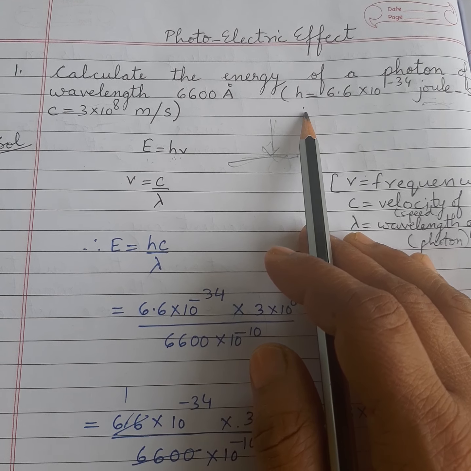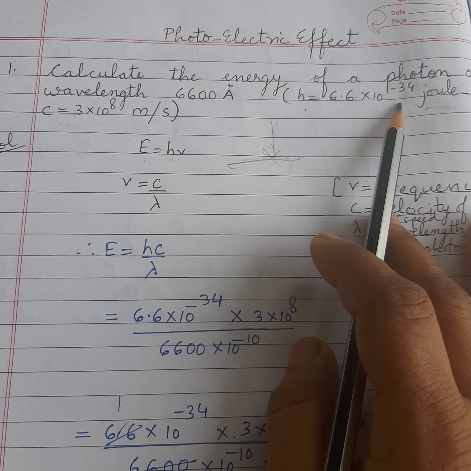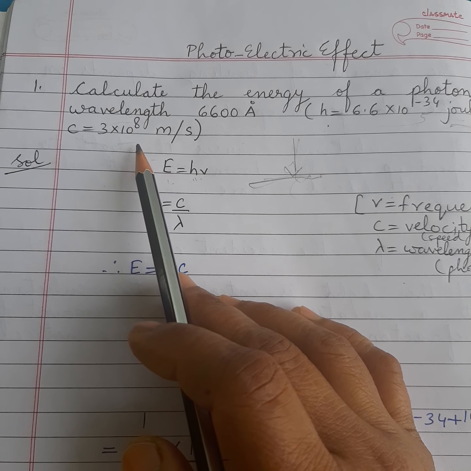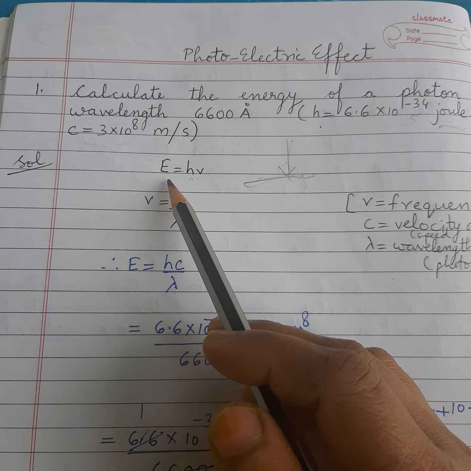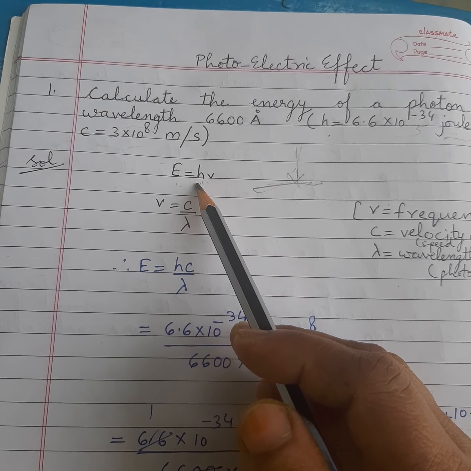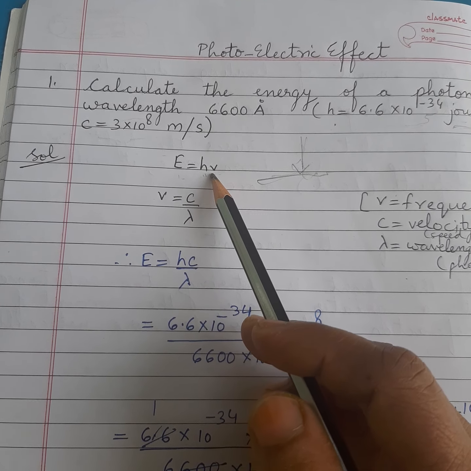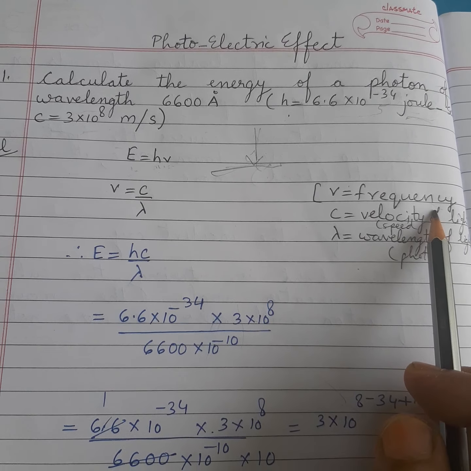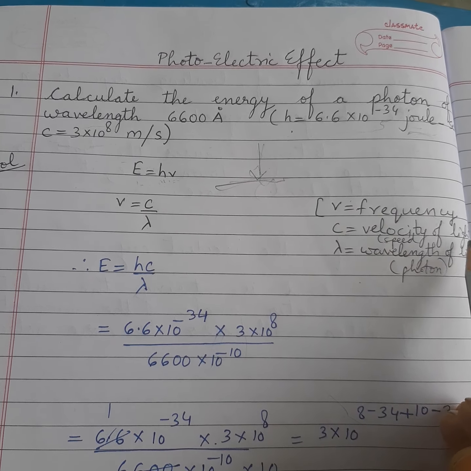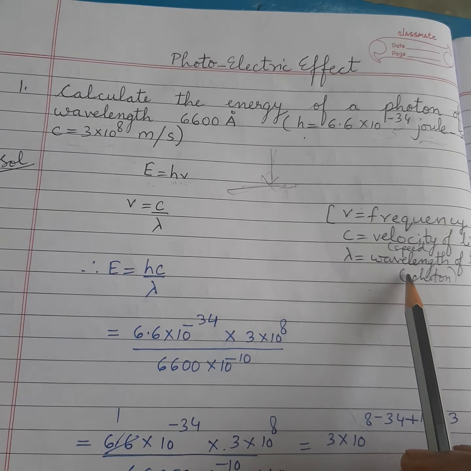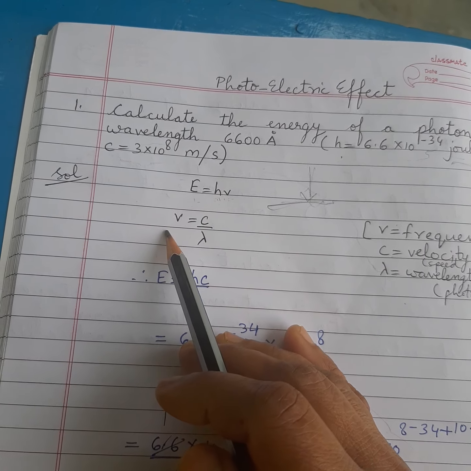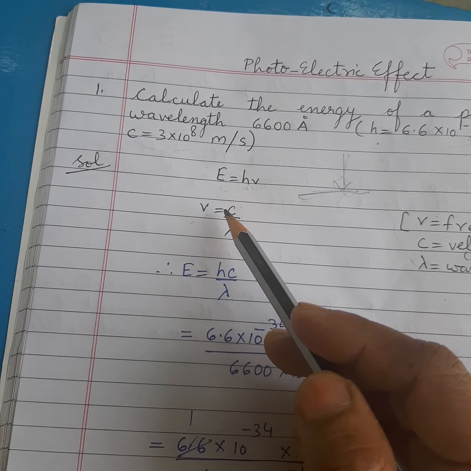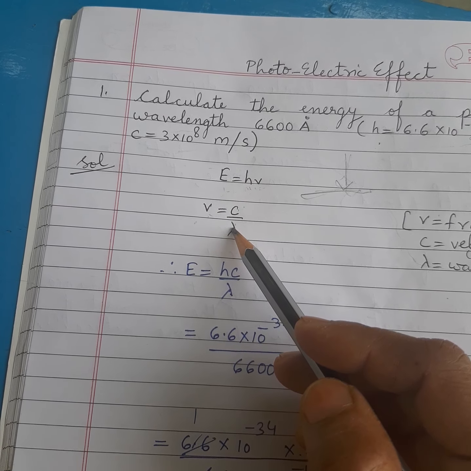Here h is the Planck's constant, its value is 6.6 into 10 power minus 34 joule second, and c is the speed of light, 3 into 10 power 8 meter per second. You know energy possessed by any photon is equal to h nu, E is equal to h nu, where h is the Planck's constant and nu is the frequency of the light, whatever light it is. c is the speed of light, lambda is the wavelength of the light, or you can say the photon. You know nu is equal to c upon lambda. Nu means frequency is equal to speed of light upon wavelength of light.